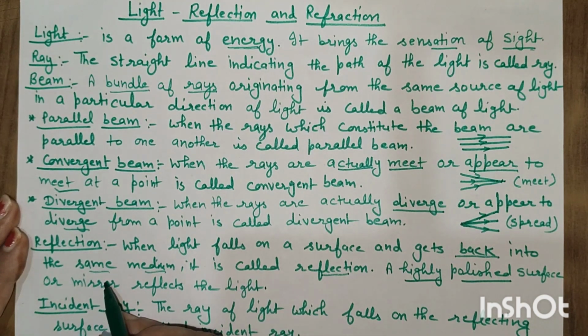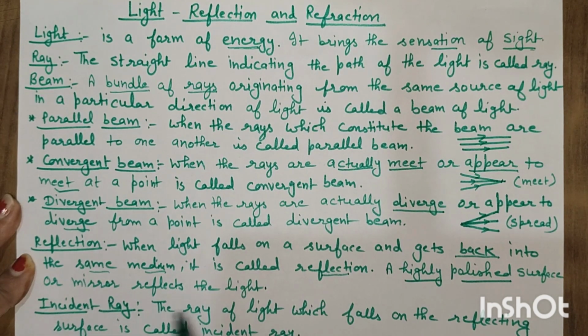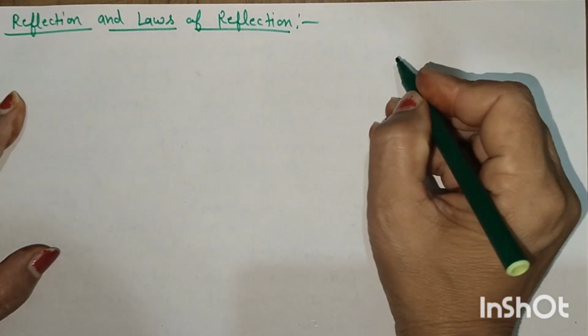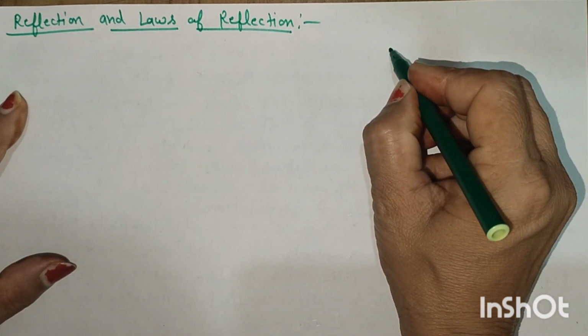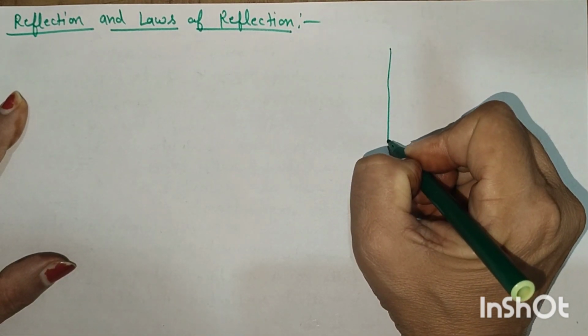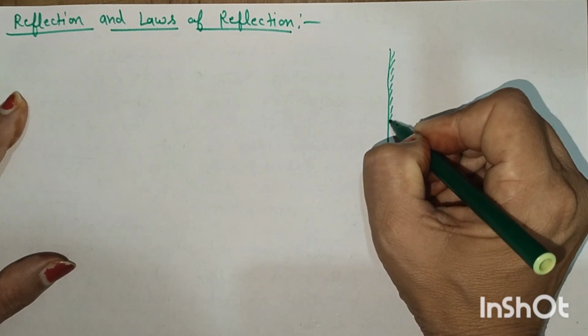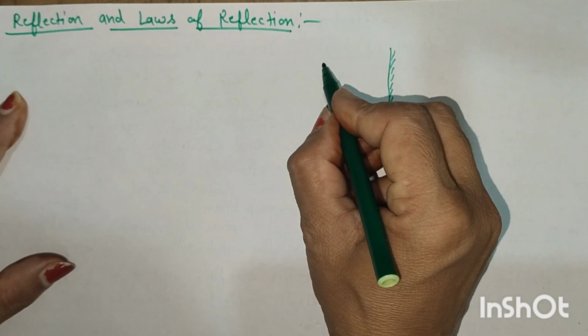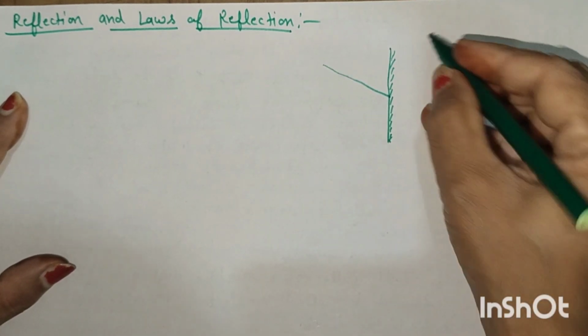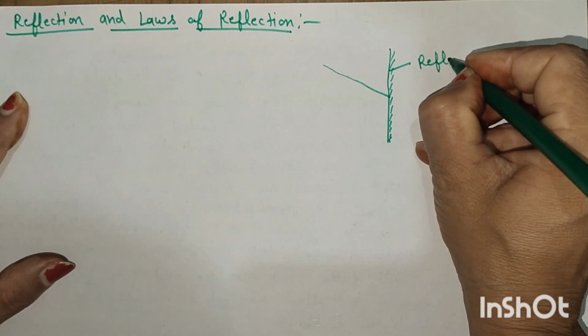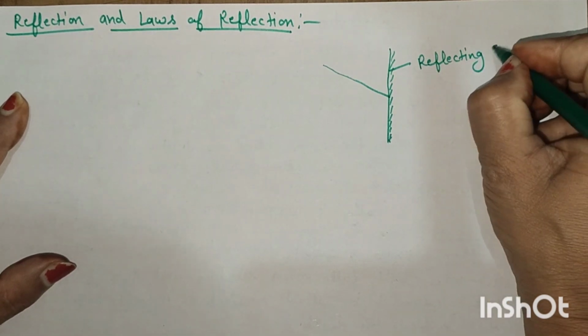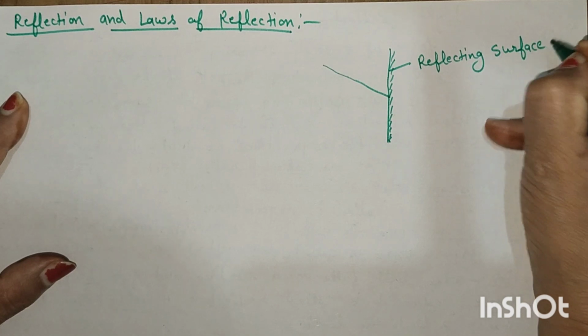When we study reflection, we will discuss the incident ray, the ray of light which falls on the reflecting surface. We will explain how reflection takes place. For reflection, take a plane mirror. Its one side is polished, and this is the reflecting surface or mirror.